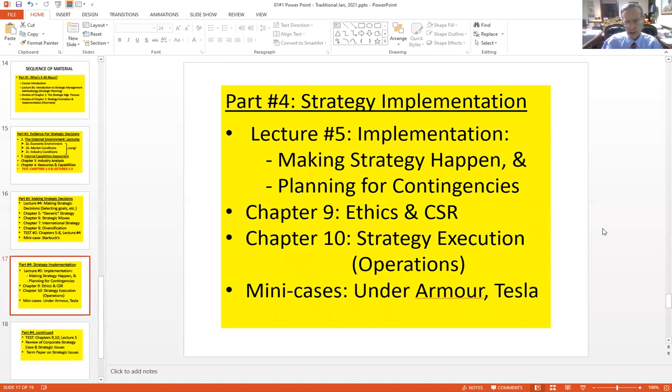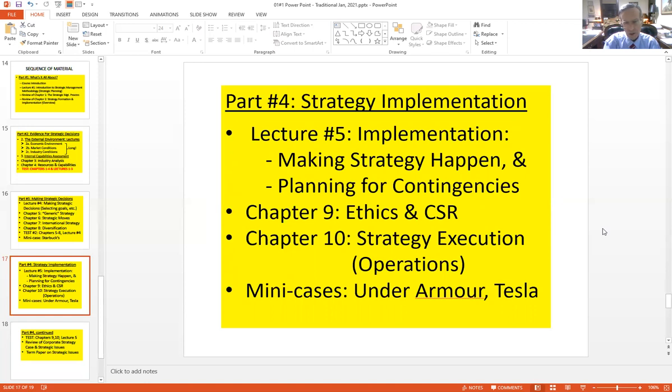Now we get into strategy implementation in another lecture. And this is the sad part. Courses in strategic management and textbooks usually talk about implementation. Unfortunately, the people who write about strategy and teach strategy rarely have actually done strategic management in an industrial corporate environment. I have.